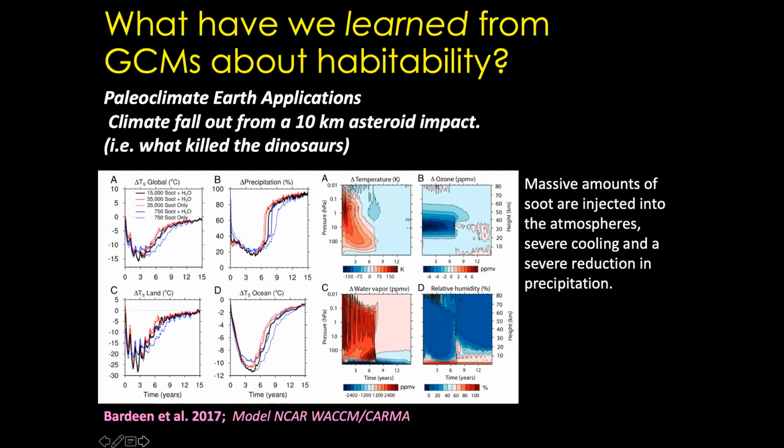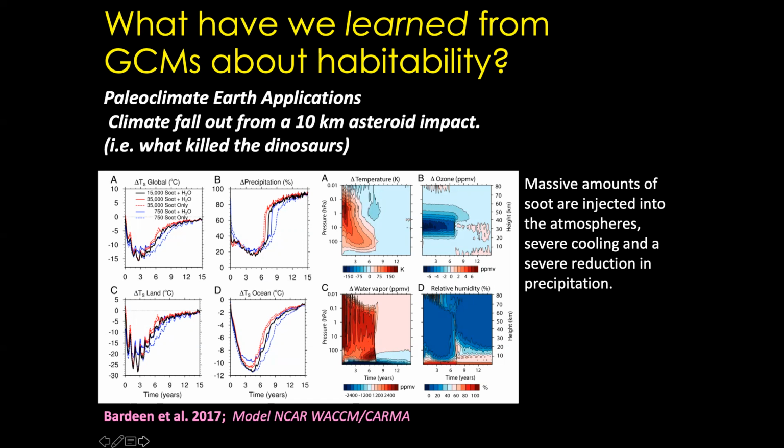Also, we can think about very novel applications. This is one in particular I think is pretty darn cool. This is from Bardeen et al. 2017, using the NCAR WACCM CARMA model, which asks the question, what are the climate ramifications of the asteroid impact that killed the dinosaurs? You can use a 3D model to simulate such an event by injecting massive amounts of soot and aerosols into the atmosphere, simulating the aftermath of an asteroid impact as such.